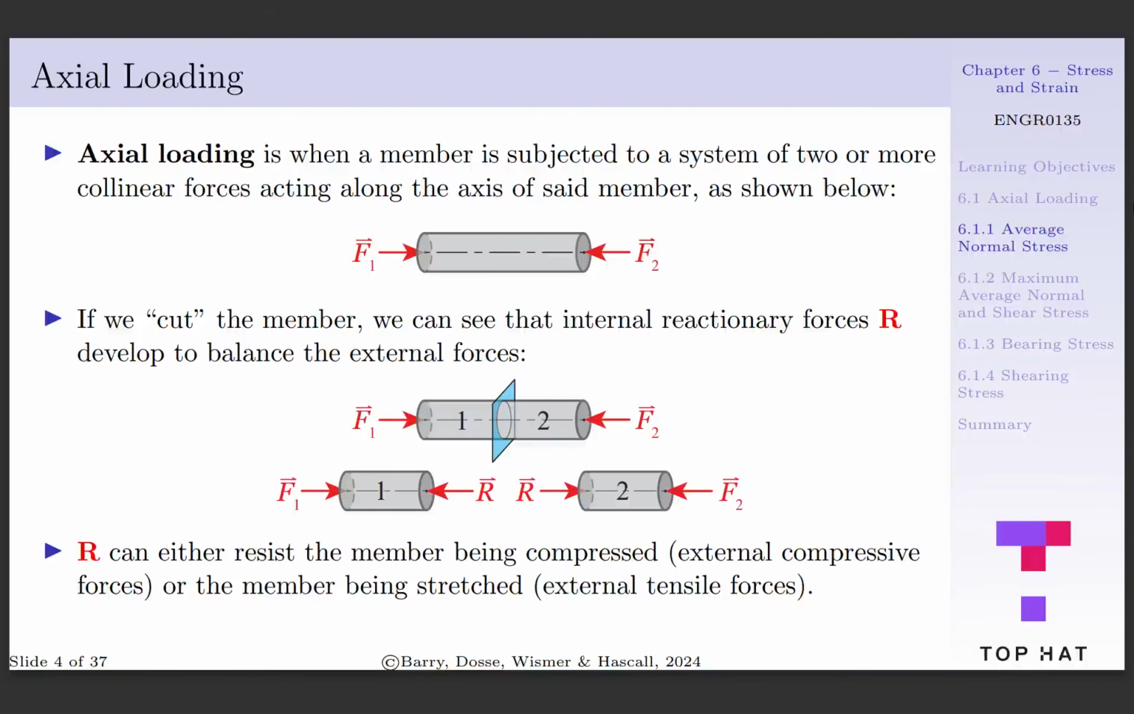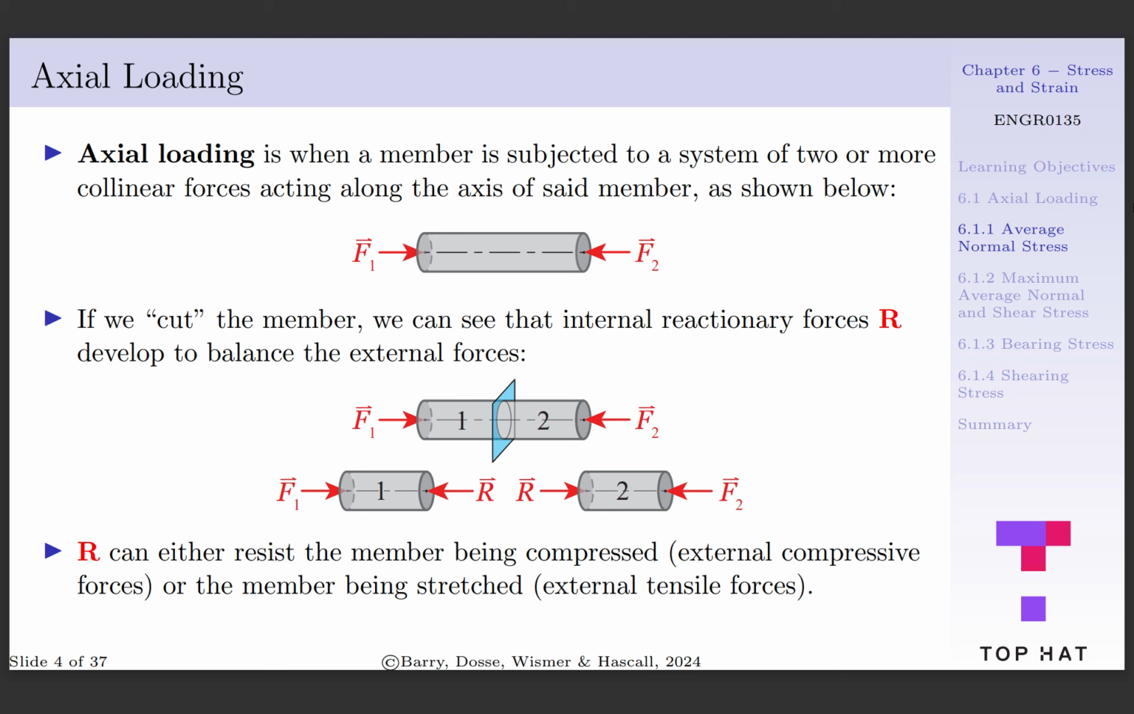Axial loading occurs when a member is subjected to a system of two or more collinear forces that act along the axis of the member. For example, we can have F1 and F2 pushing inward on a rod. If we figuratively cut this rod anywhere along its length, we can see the internal reactionary force R develops to counteract the externally applied force and maintain equilibrium. That is, if we cut the rod in the middle, we'd see R opposing F1 and R opposing F2.